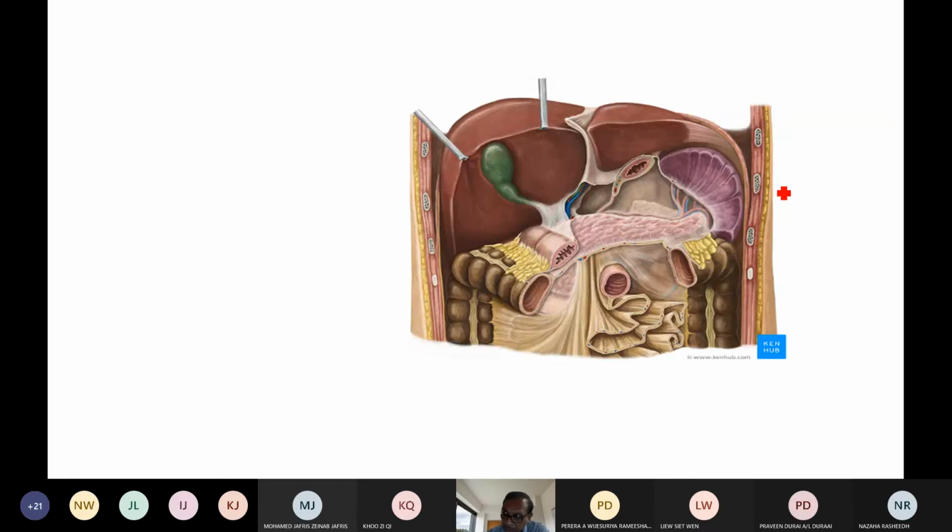Now we'll come to the transverse colon. You all know that this is a junctional region. We talk about the supracolic compartment, the infracolic compartment, and the transverse mesocolon here, and the transverse mesocolon is actually joining with the anterior border of the pancreas. Okay, so what are the structures lying anterior and posterior to the transverse colon?